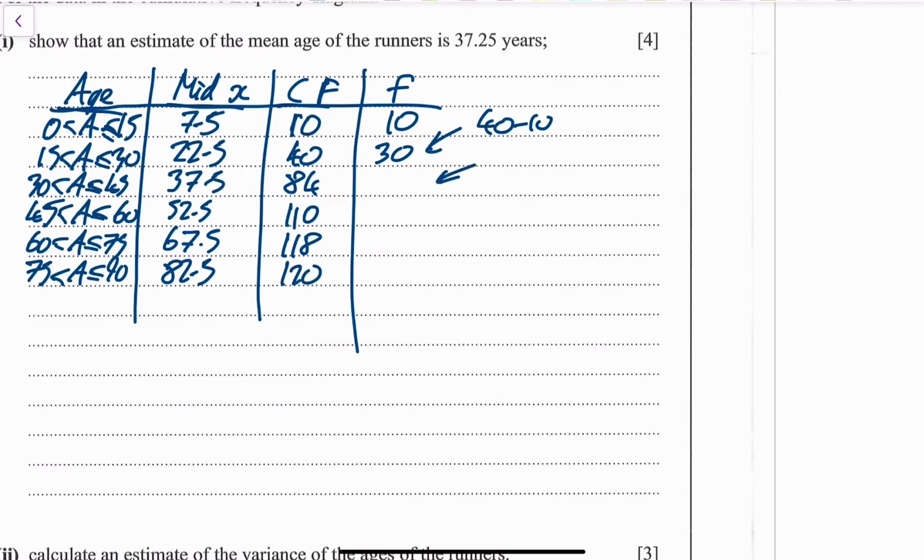So the F's, to get the next F here, you would do 84 minus 30, which is, it's not 84 minus 30. It's 84 minus 40, which is going to be then 44. Then it's 110 minus 84, which is 26. And then 118 minus 110, which is 8. 120 minus 118, which is 2. Okay, now go to your stats mode.